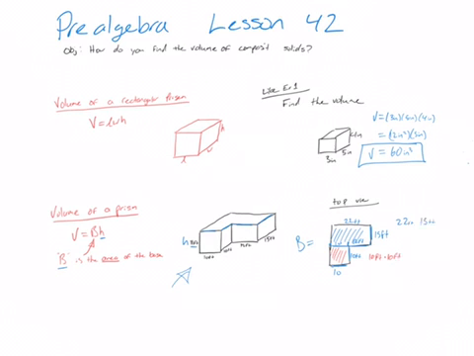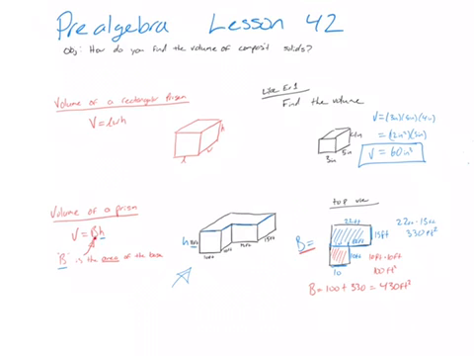So 22 times 15 is going to be 330. Feet times feet gives me feet squared. And 10 times 10 is 100. Feet times feet is feet squared. So the area of the base, big B, is going to be 100 plus 330, which is going to come out to be 430 feet squared. Okay, so that's just my big B. This is not my answer, this is just the big B. That's the area of the base.